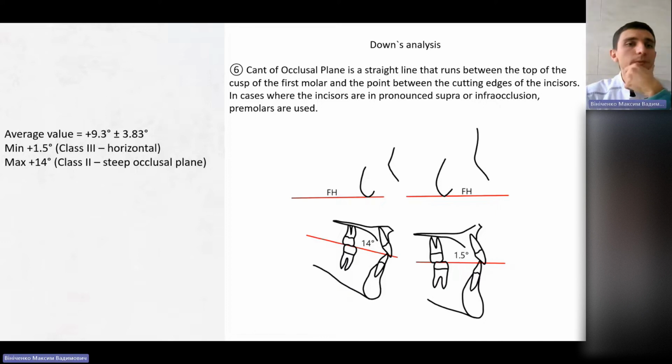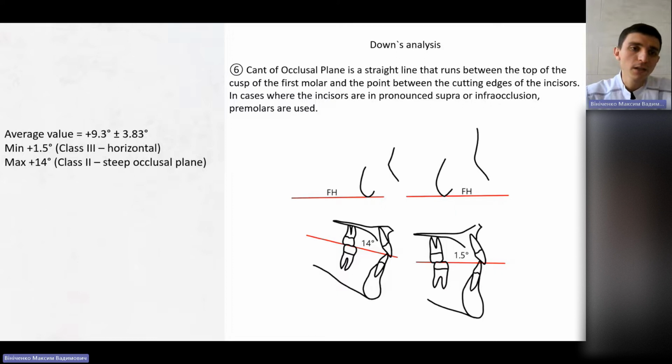So, to measure the cant of the occlusal plane, we use the FH plane, or Frankfort horizontal plane. This line runs between the top of the cusp of the first molars and the point between the incisors. The average value is 9.3 plus or minus 3.83. The minimum is 1.5 in a class 3 patient, and the maximum is plus 14, which is a class 2 steep occlusal plane.